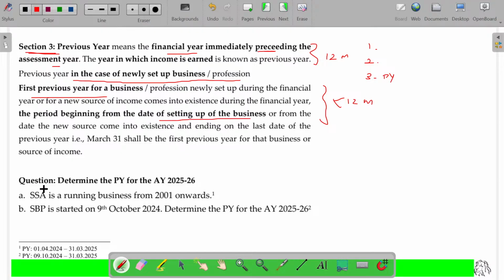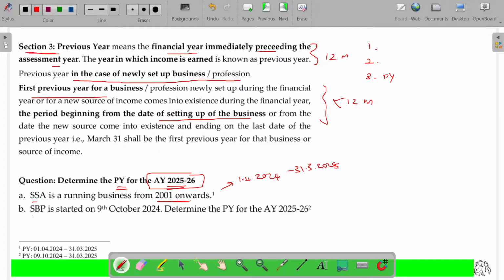For example, question: determine the previous year for the assessment year 2025-26. SSA is running a business from 2001 onwards, so a very old one. So 2025-26 is the assessment year. Now the question is whether SSA started in the earlier previous year? No, it was started some years ago. Then definitely the previous year is 1/4/2024, ending on 31st March 2025. Is that clear? Hope now you'll be able to understand this. It starts with 1st April and ends on 31st March.